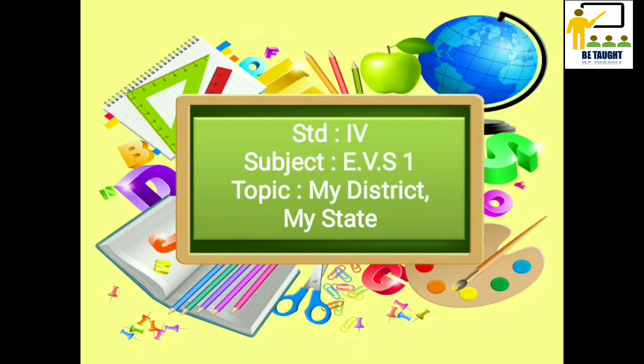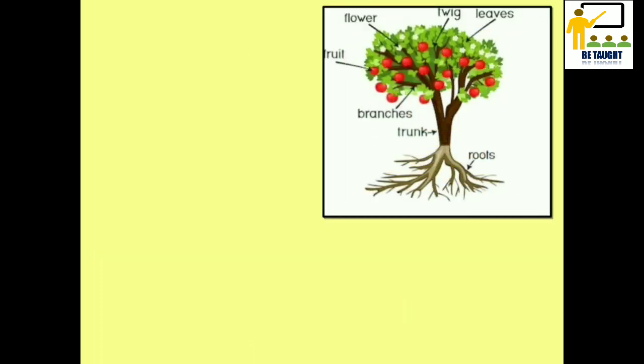Today in EVS 1 for Standard 4, we are going to learn lesson number 15, My District, My State. Now what are the different parts of the tree? As you can see in the picture, the leaves, fruits, flowers, branches, trunk, and roots are the different parts of the tree.